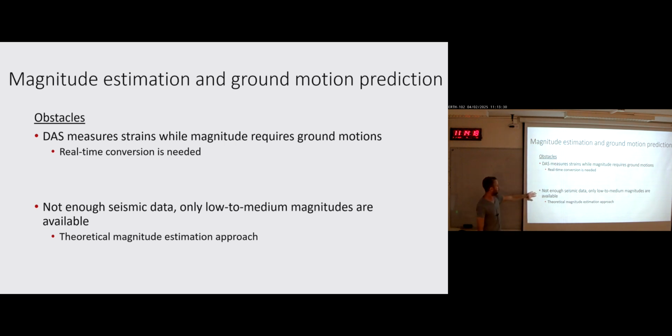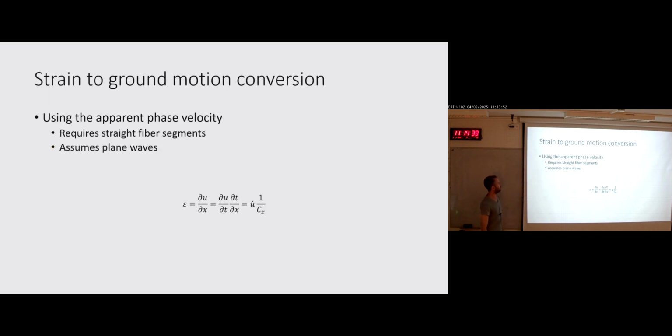The second problem is that we don't have enough seismic data. This technology is relatively young. We don't have many large earthquakes recorded using DAS. So taking a data-driven approach, either empirically or AI-driven, is virtually impossible because we don't have recordings of large earthquakes for which early warning should be issued. So let's start with the first obstacle.